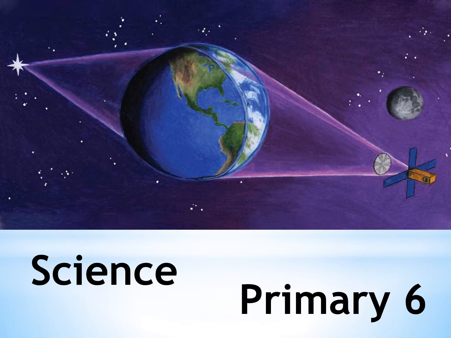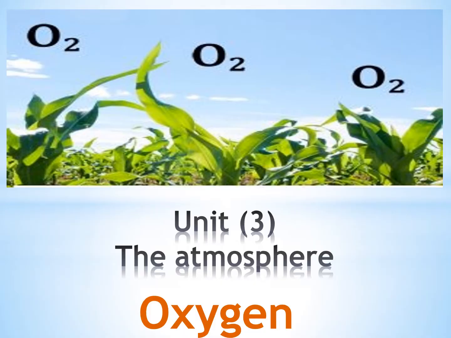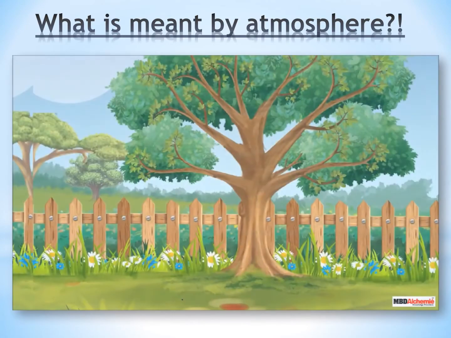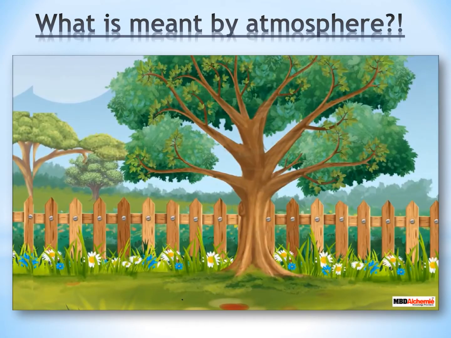Science Primary 6. First term, Unit 3. Unit 3 is talking about the atmosphere. And this unit consists of 3 lessons. Lesson number 1 is talking about oxygen. Before explaining this lesson, I'm going to talk about the atmosphere. Let's start this video to know more about the atmosphere.